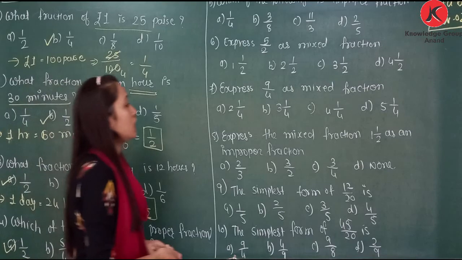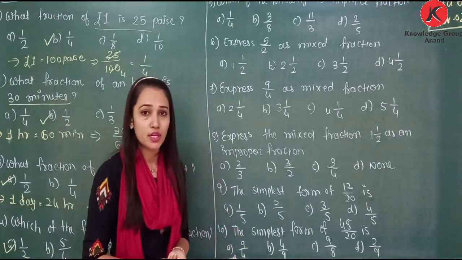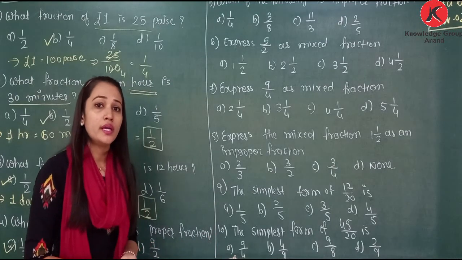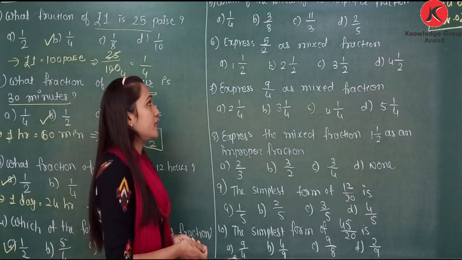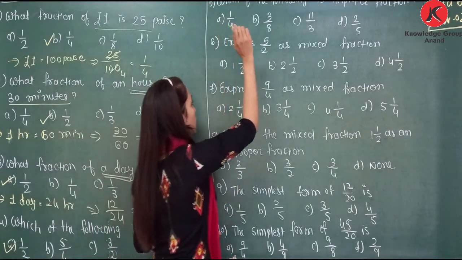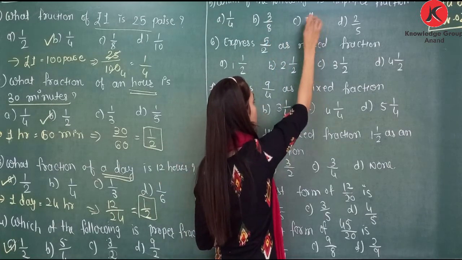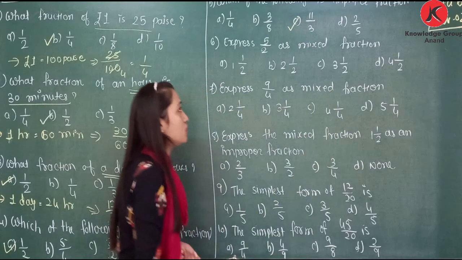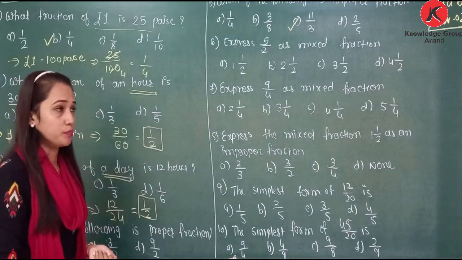Now next, which of the following is an improper fraction? So what is an improper fraction? When the numerator is greater than the denominator. So check which fraction has the numerator greater than the denominator. 1 by 4, the numerator is smaller. 3 by 8, the numerator is smaller. 11 by 3, the numerator is greater than the denominator. So that is an improper fraction. So the answer is 11 by 3.